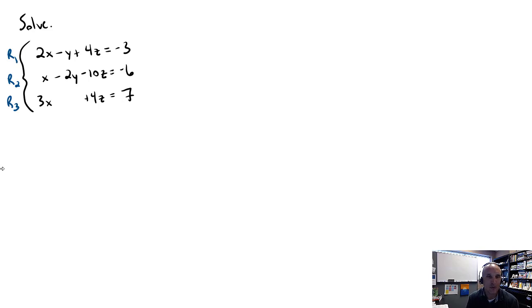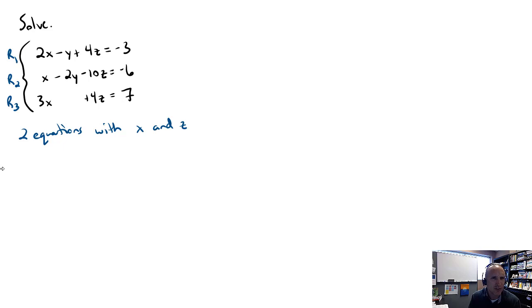And I can see row 3 doesn't have a y. So I'm going to use row 3 as one of my 2 equations in my system of 2 variables, 2 equations. So I need 2 equations with x and z. And I already have row 3. So what I want to do is eliminate y from row 1 or row 2.